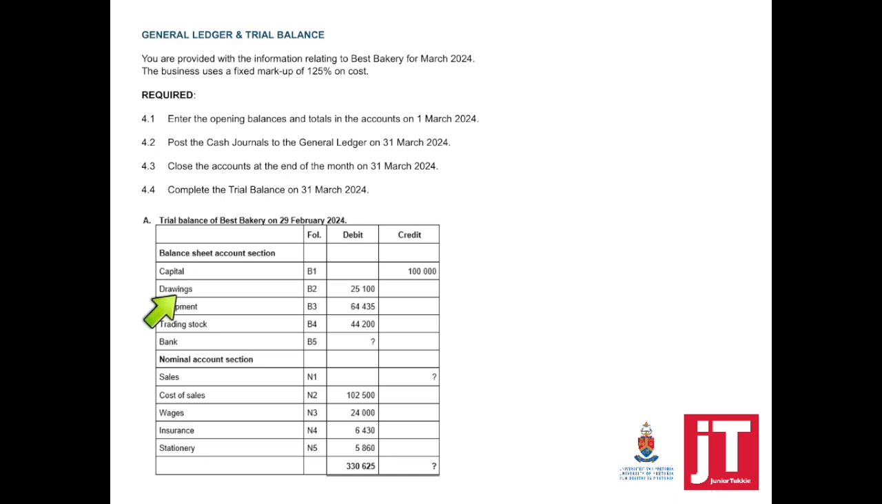Now, if you look at the information given to you, it says trial balance of Best Bakery on 29 February 2024. Now, we are currently busy with March, yet that tells us 29 February. That is not a mistake. Remember that the closing balances at the end of this month will be the opening balances the next month. But now there's a question mark, and a question mark, which means we need to solve that first.